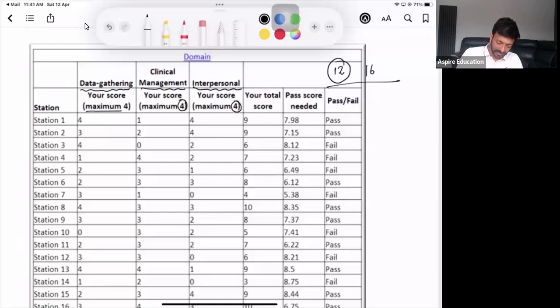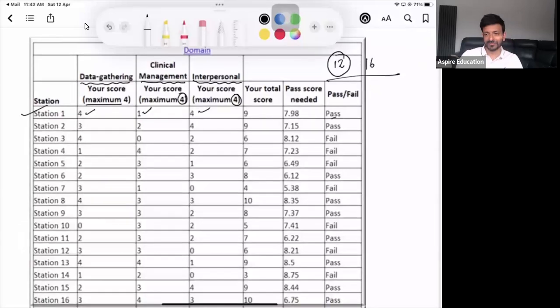They will give you the result. For example, station number 1, you got data gathering 4 marks, you got 1 in clinical management, you got 4 in interpersonal. In total, you got 9. What was the pass score required? Maybe 7. So you passed the station. So this is how you are going to get your result. This is the sheet you are going to get.